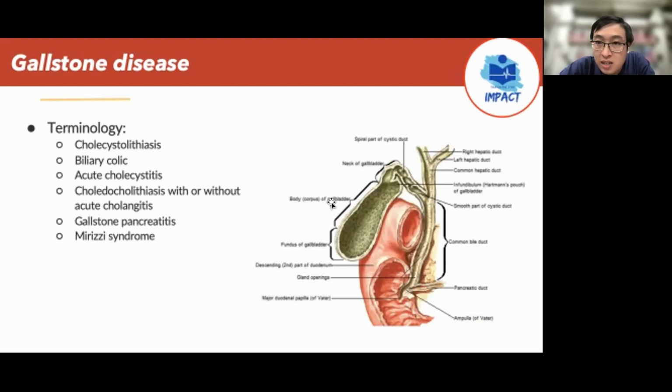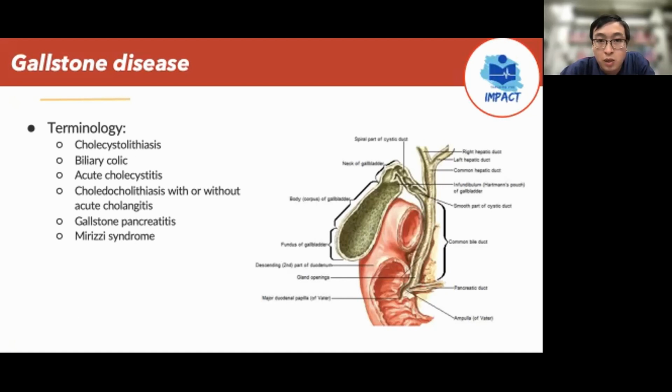And gallstone disease can be further divided into uncomplicated gallstone disease and complicated gallstone disease based on the presence or absence of 4 complications. And I've listed the 4 complications on the slide there. So acute cholecystitis, choledocholithiasis, gallstone pancreatitis, and something less common called Mirizzi syndrome, which we'll talk about. But if there's one of these 4 complications, then we call it complicated gallstone disease. If none of these complications are present, then we call it an uncomplicated gallstone disease.